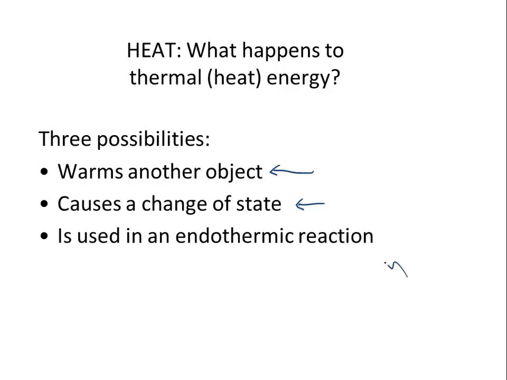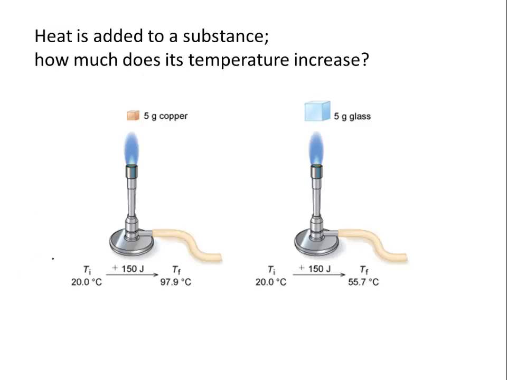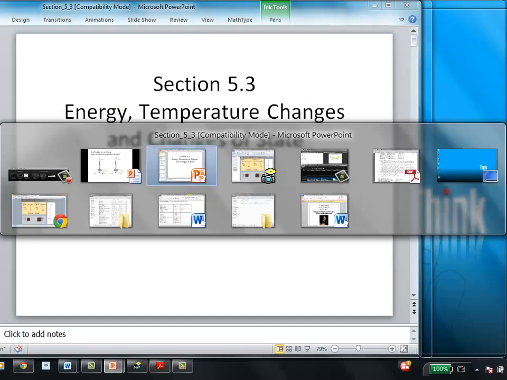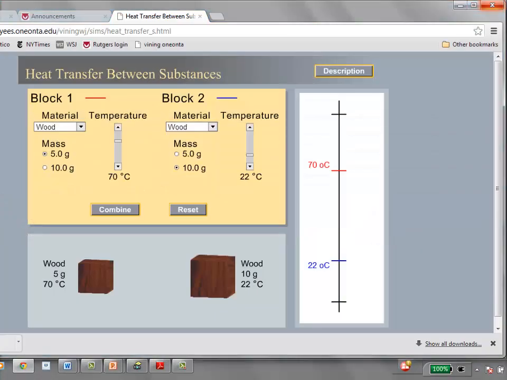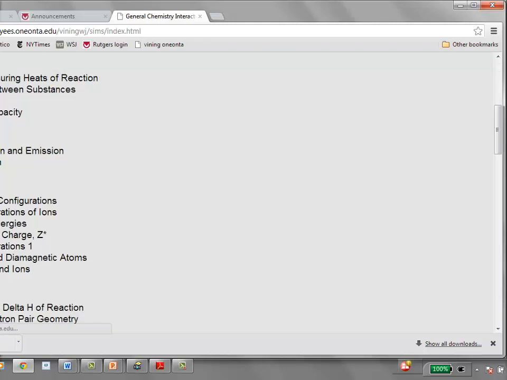The third thing that can happen to heat energy is it can be used to drive an endothermic reaction. That is, an endothermic reaction, a chemical reaction, can absorb that heat while the reaction occurs. So we're going to go over the first two of these first, and we'll be doing the third one in a later section of this chapter. So first, let's look at how much heat is added to a substance and what happens to the temperature when you do that. And to do that, we're going to use a little simulation, which I don't have right here, but will shortly.